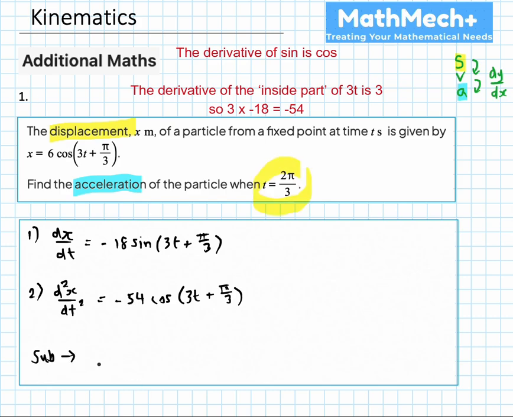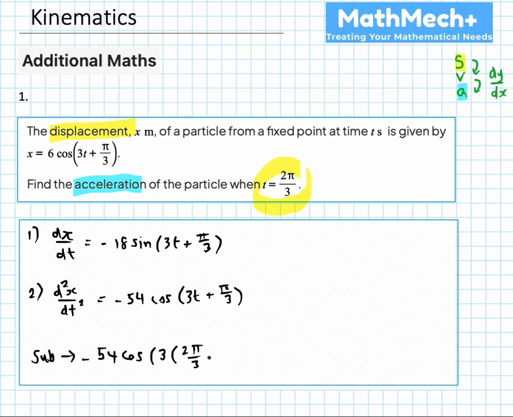So find it when t is equal to 2 pi over 3. We'll just substitute that in now after we've found that second derivative. So minus 54 cosine, 3 times 2 pi over 3. So 6 pi plus pi is 7 pi. And now we'll just finalize our answer. So the acceleration is minus 54 cosine 7 pi over 3. And you can get your calculator out and find that answer. So minus 27 meters per second.